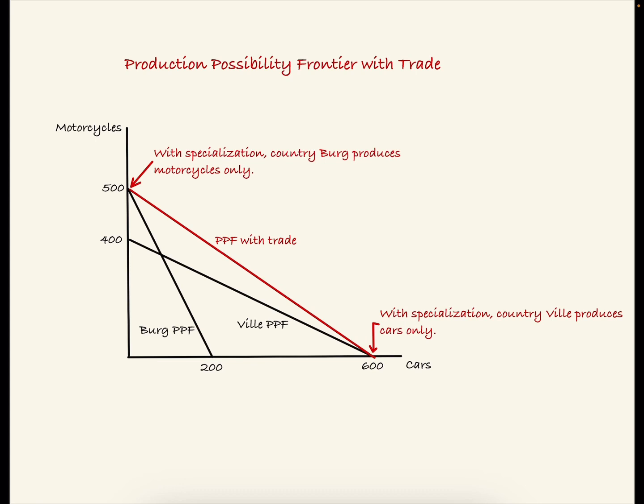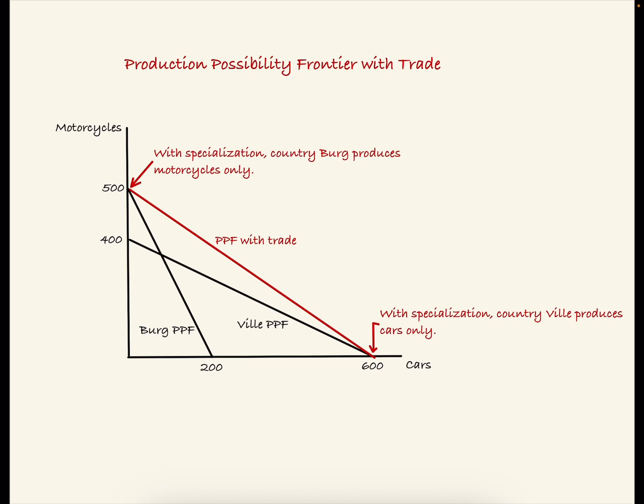The PPF for country Berg and country Ville line up with each of their scenarios. Remember, country Berg holds the comparative advantage in motorcycles, and country Ville holds the comparative advantage in cars. Notice on the red line, the PPF with trade, that country Berg produces motorcycles only because it holds the comparative advantage in motorcycles. Oppositely, country Ville holds the comparative advantage in the production of cars. So with specialization, country Ville will produce the cars.